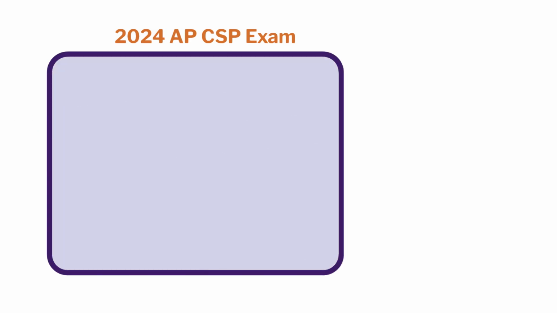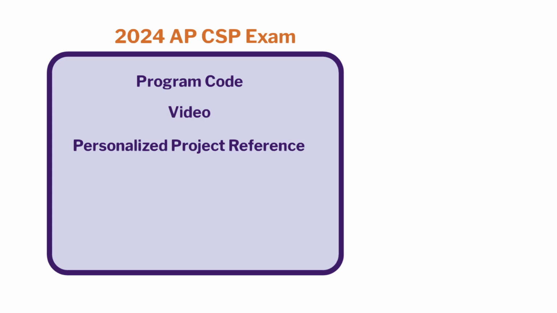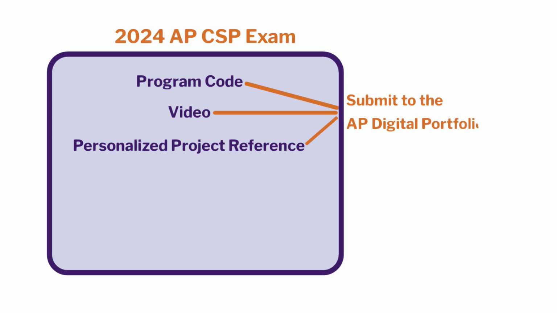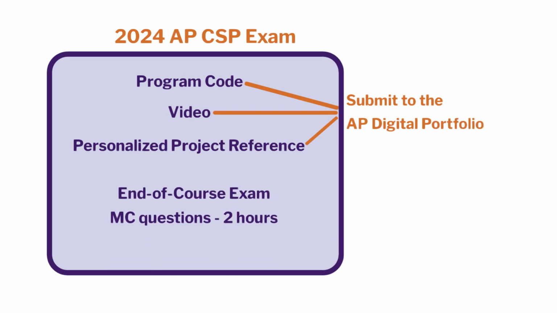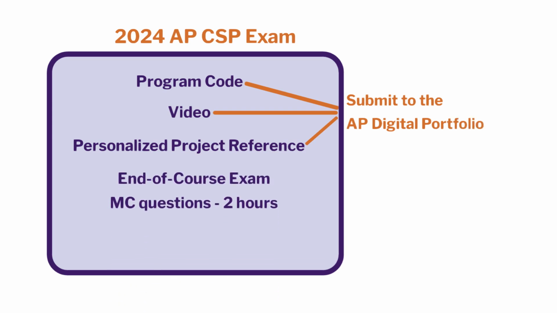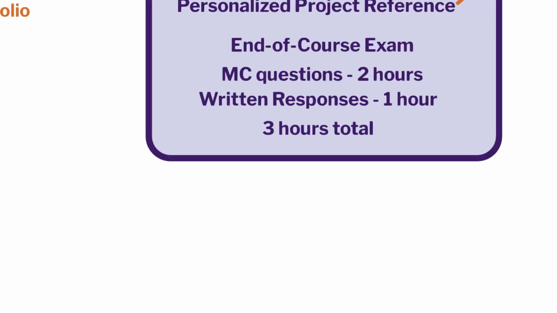Students had 2 hours to complete this portion of the exam. The 2024 AP CSP exam consists of a Create task completed in class that has 3 components: program code, video, and a personalized project reference. Students will submit these components to the AP Digital Portfolio during the end-of-course exam. In addition to the 70 multiple-choice questions, students will have 4 written response prompts to complete in 1 hour, for a total of a 3-hour exam.